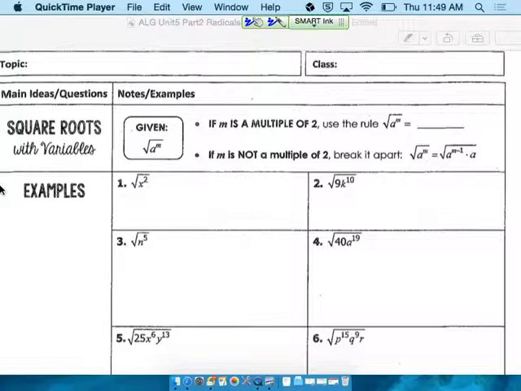So number 1, 2 is an even number. So when I bring this out, I write the base once, and I've got the exponent of 2. If I divide that in half, that's just x to the first, or x. Let's look at number 2. K is raised to an even number, 10. 10 divided by 2 is 5. The square root of 9 is 3. So the simplified answer for number 2 would be that.